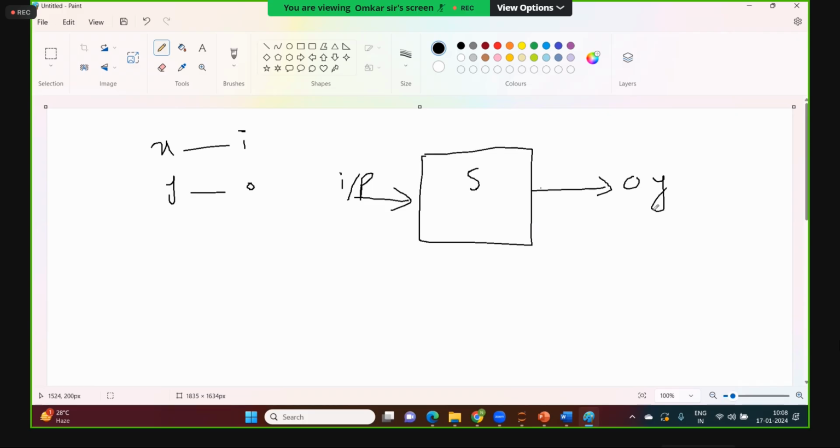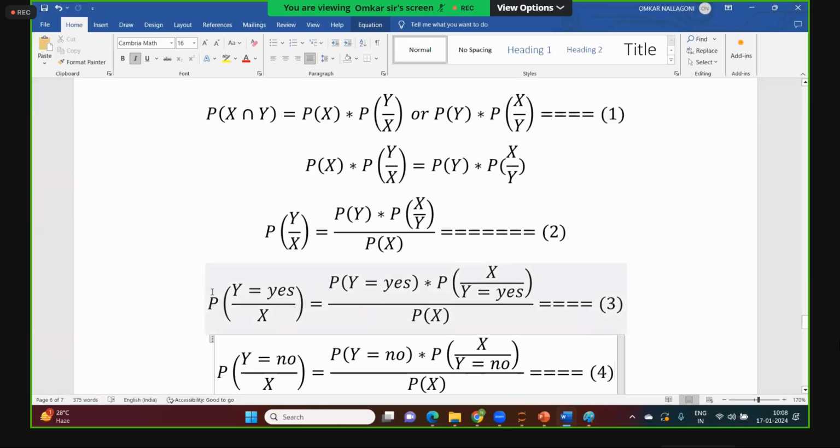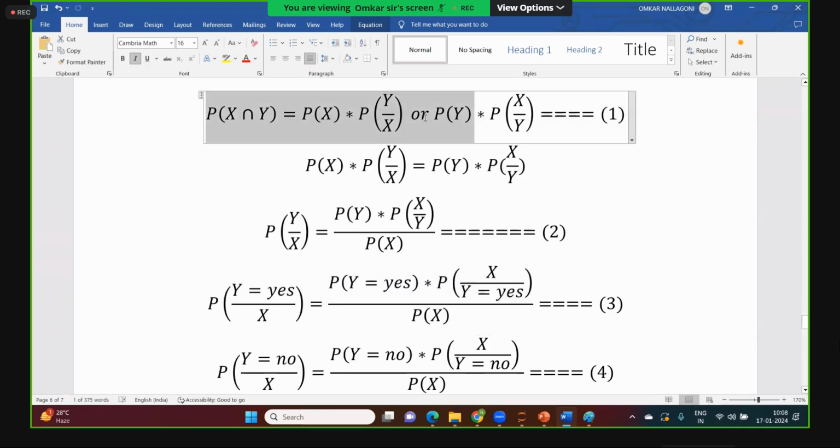So how can you write this in a probabilistic way? Which is coming first? What do you finally require? Y given X. This is what you require. Understood? That's why we write P of Y given X. So P of Y given X, this is the formula. How are we getting this formula? From which theorem? The multiplication theorem. Simple. From the multiplication theorem, we just rearranged.